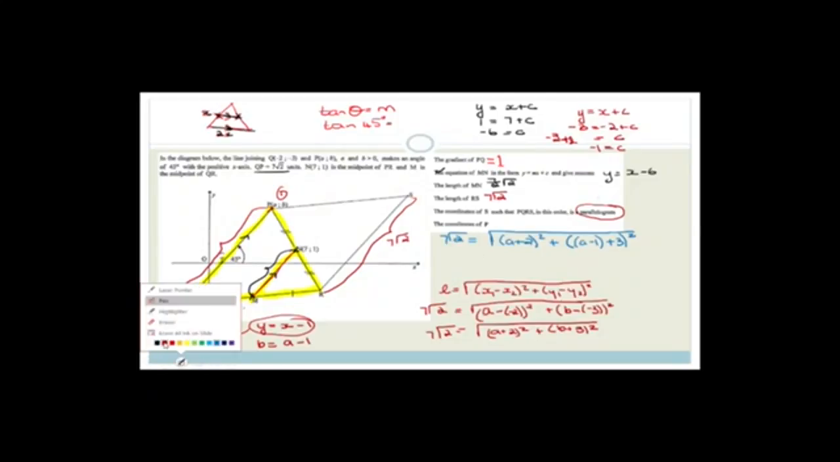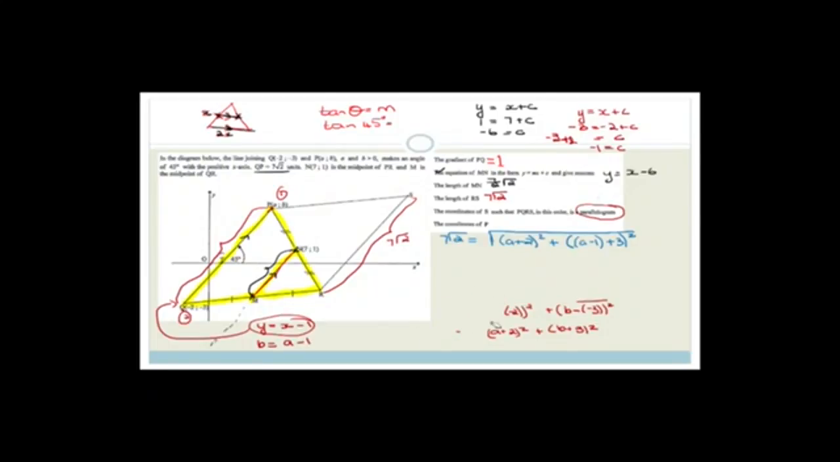So I'm going to erase the rest of this. Sure, it's quite a nice question, hey? It's quite nice and tricky. So let's do this. Okay. So where were we, blue?